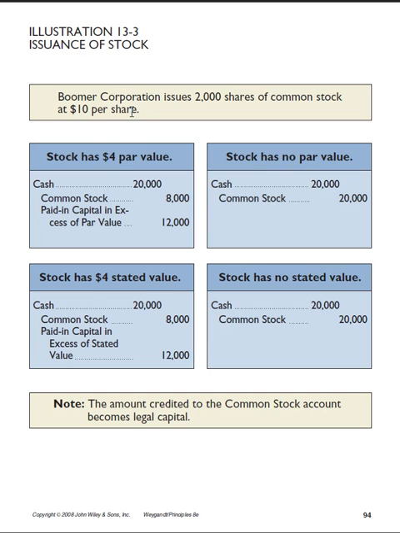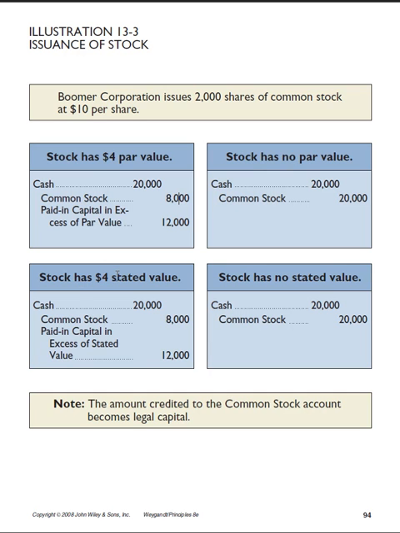So basically, if the stock has a $4 par value, we're going to debit cash for $20,000, which is 2,000 times 10. Common stock will be credited for 8,000, and paid in capital in excess of par value will be 12,000. We get that 8,000 by doing 2,000 times 4, which is 8,000. And this paid in capital is basically going to be a plug-in number, the difference between this 20,000 and this 8,000.